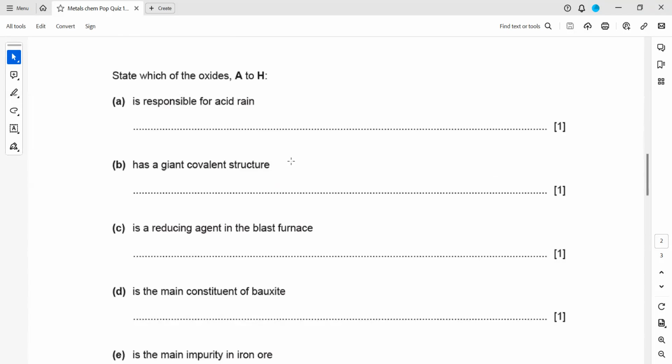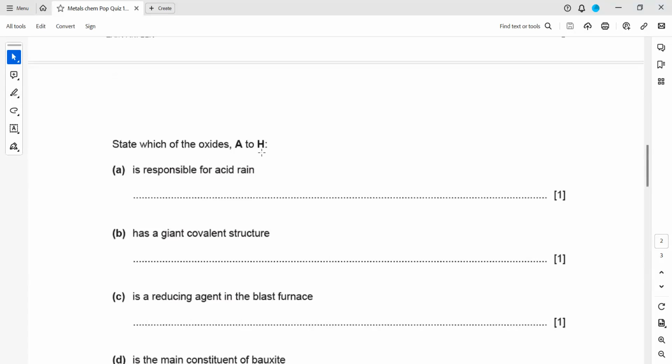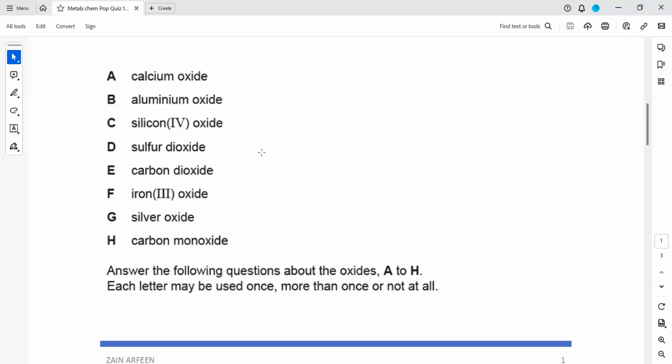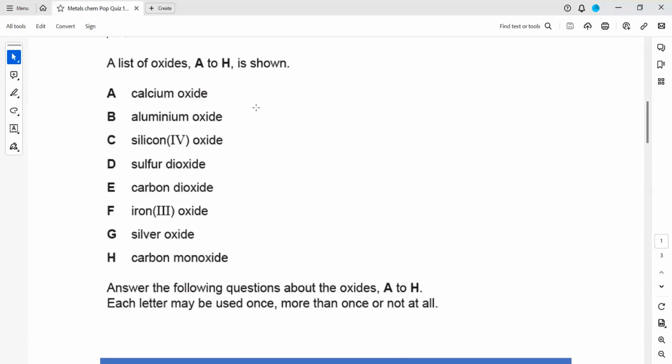State which of the oxides A to H is responsible for acid rain. So acid rain is due to the acidic oxide. Acidic oxide will cause acid rain. So which of the oxides is acidic? Non-metal oxides are either acidic or neutral, so we have sulfur dioxide, carbon dioxide. Carbon monoxide is a neutral oxide. So silicon 4 oxide. So which one?